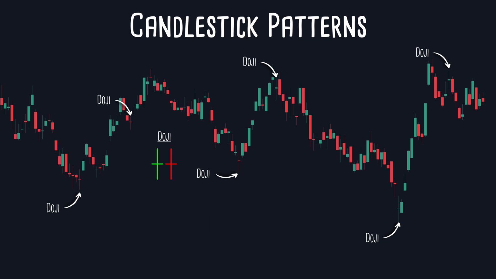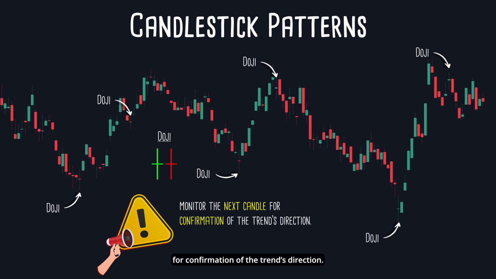Finally, a doji, characterized by a very small body, reflecting market indecision. When you spot a doji, it's crucial to monitor the next candle for confirmation of the trend's direction.